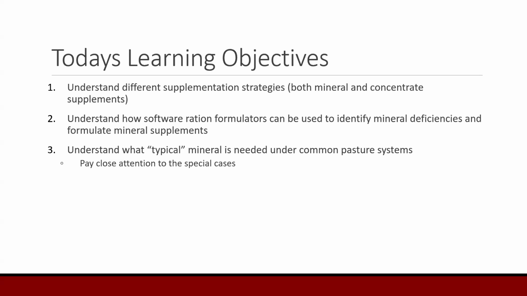And then we really want to pay close attention to some of the special cases that we'll talk about, chiefly cool season small grain pastures, so winter wheat, and how excess potassium can cause antagonistic effects with other minerals, namely calcium and magnesium, and can lead to grass tetany. I have a threshold that you'll have to remember for what your potassium to calcium plus magnesium ratio needs to be below.